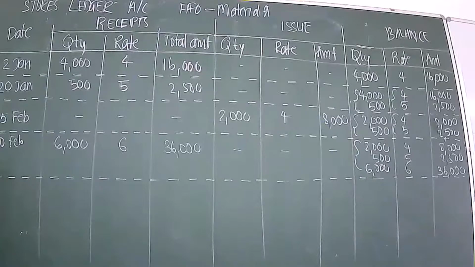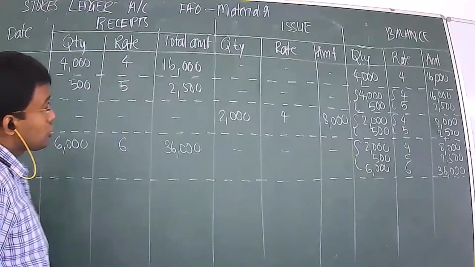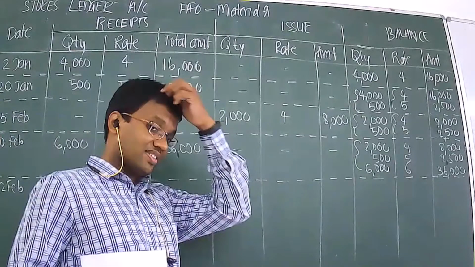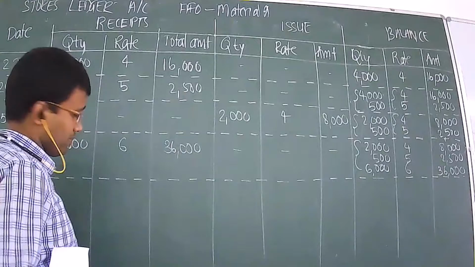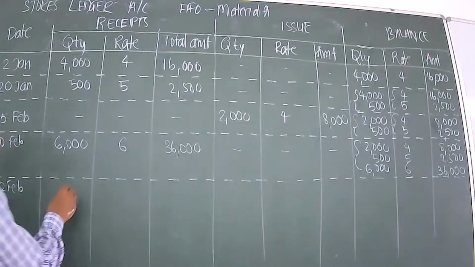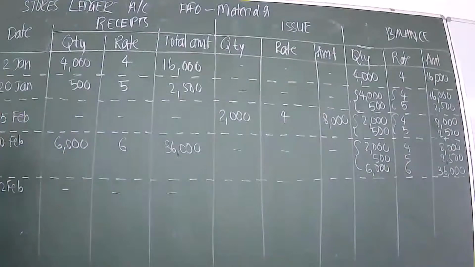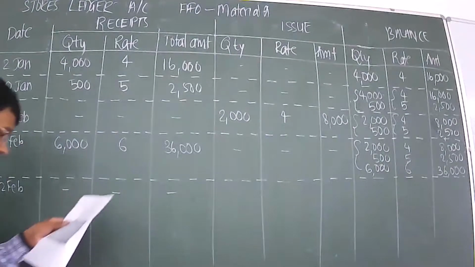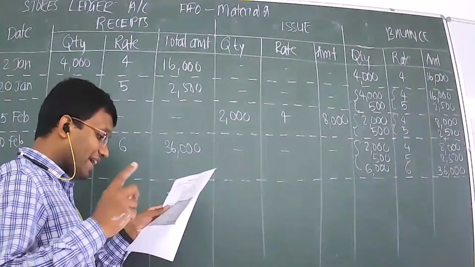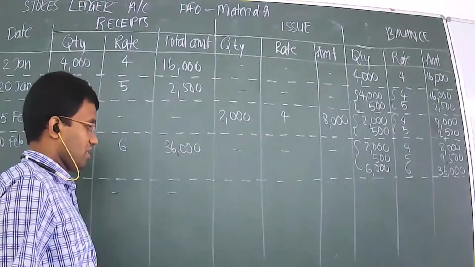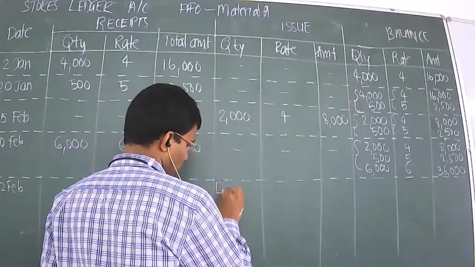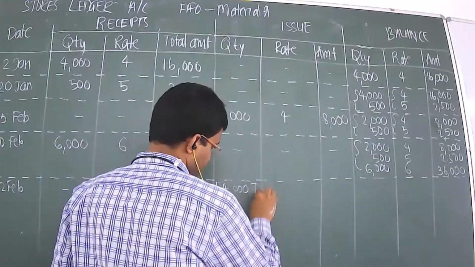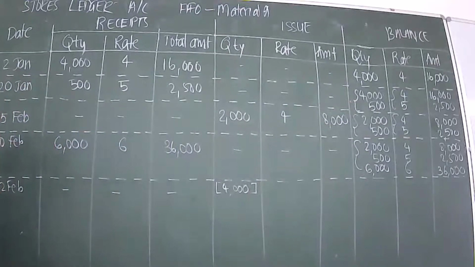The next transaction that we have is on 12th of February. I want all of you to pay attention to this because now it is getting interesting, as we are moving into a more complex scenario. On 12th of February, we did not have any receipt. Instead, we had an issue. This time, you're issuing 4,000 units. Just for your understanding, I'm going to indicate this total in brackets, 4,000.